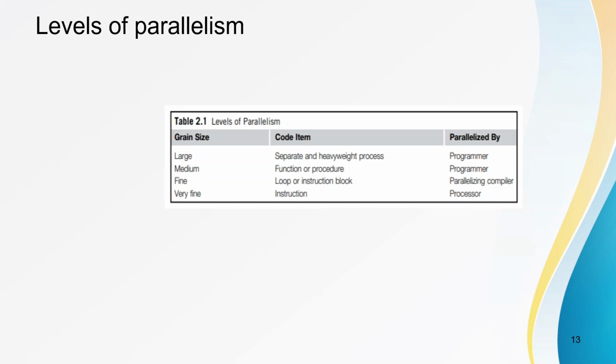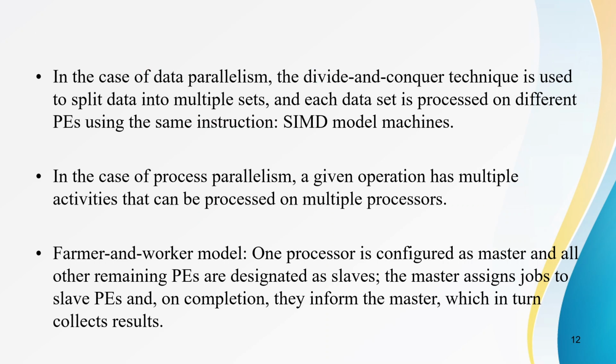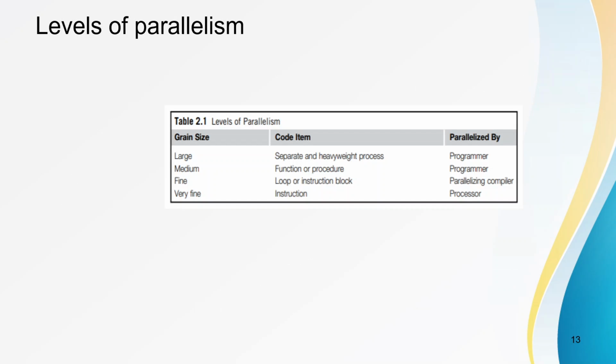Now we will be seeing another important concept, that is levels of parallelism. Which are the different levels at which this parallelism can be implemented? There are actually four levels: large, medium, fine, and very fine. These are the four levels at which you can implement parallelism, and all these three approaches can be implemented on any of these levels.